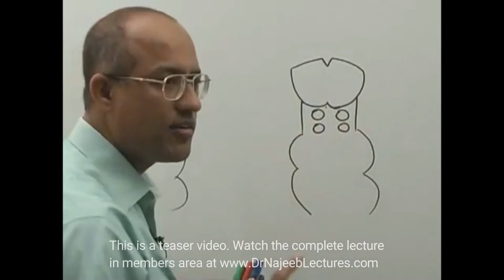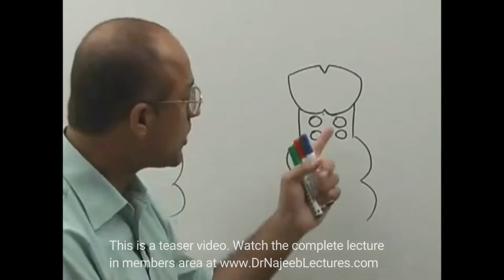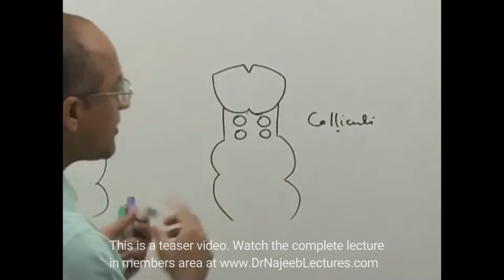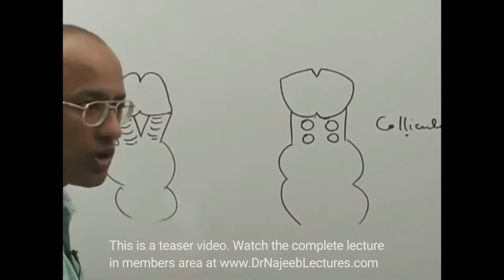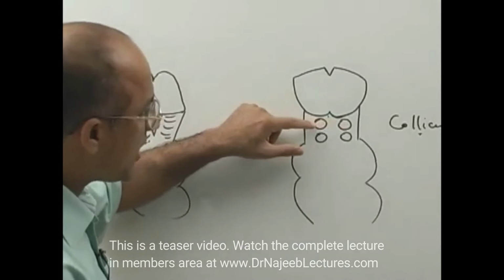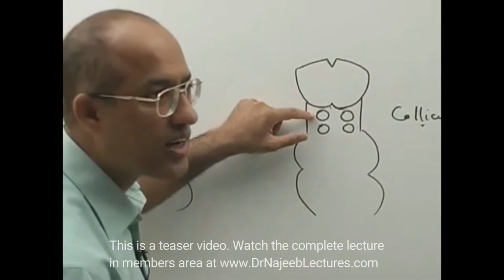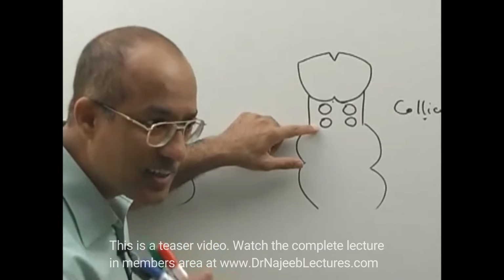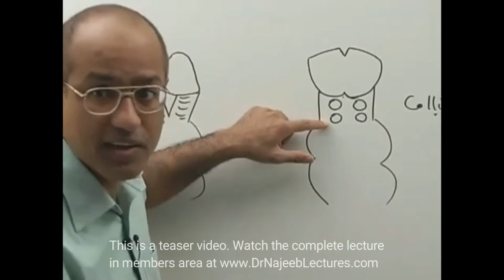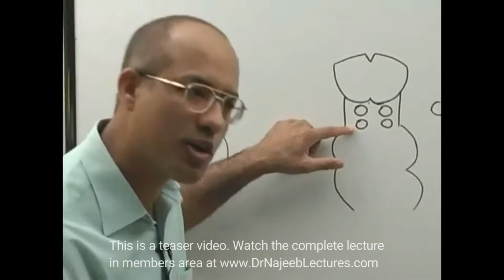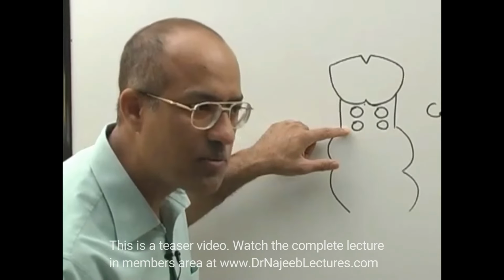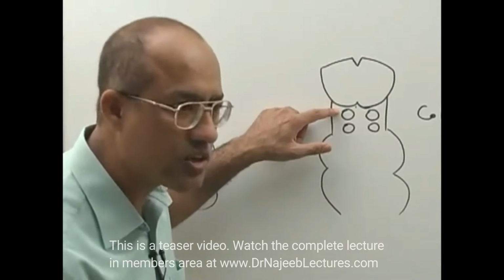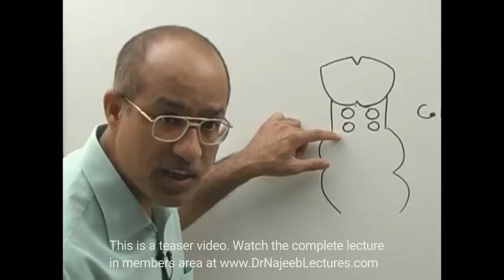What are these swellings called? Colliculi. So on the back of the midbrain, there are four swellings called colliculi. These two swellings are superiorly located, so they are called superior colliculi. And these two swellings are situated inferiorly, so we call them inferior colliculi. So on the posterior aspect of the midbrain, you have two superior colliculi and two inferior colliculi.